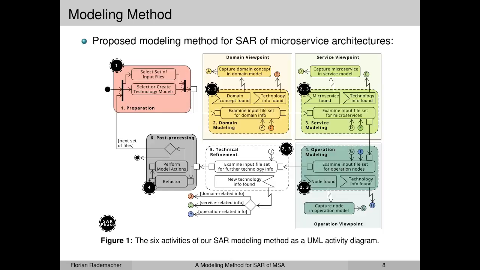And on this slide, you can see our proposed modeling method for SAR of microservice architectures in the form of a UML activity diagram. And the black circles indicate the correspondence of each activity to one or more phases of the SAR process defined by Bass et al. The first activity is the preparation activity. Here, the set of input files is selected, from which architecture information shall be reconstructed.